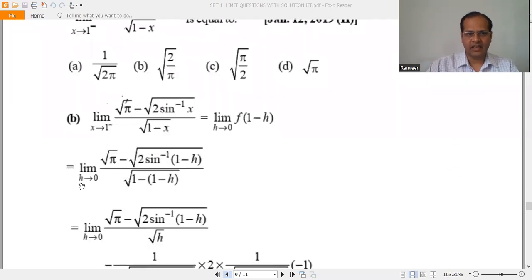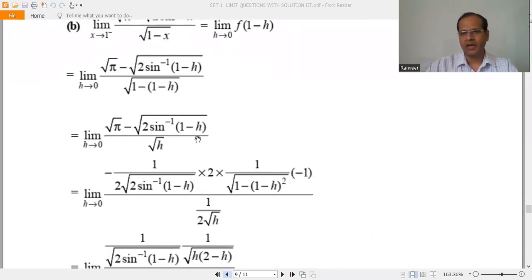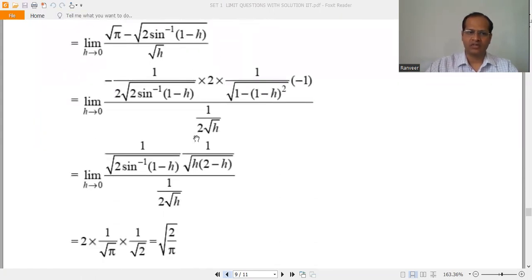Once we convert h tending to 0, after that, this is root pi, x equal to f1 minus h, we get 1 minus h, 1 minus 1 minus h. So in the denominator, this is root h, root pi minus 2 sine inverse. Now this is 0 by 0 form right now. So directly, wherever the 0 by 0 form is there in the objective type of question, you have to apply L'Hopital rule and solve the question.